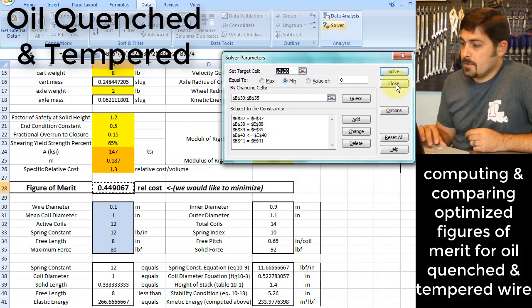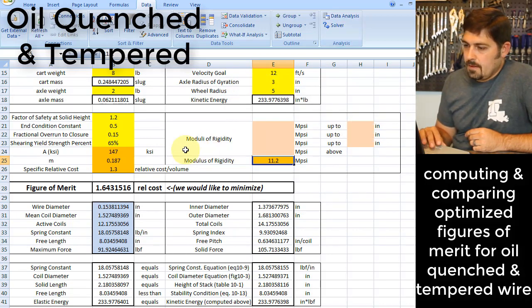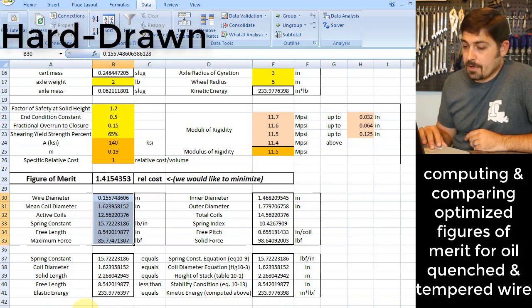All right, so we solve it, and I'm going to say keep that solver solution. You might notice here that this relative cost is a little bit larger, but you might also notice that the wire diameter is a little bit smaller. And as is, I believe, the mean coil diameter. If I go back over here, yeah, the mean coil diameter for my first solution was a little bit larger.